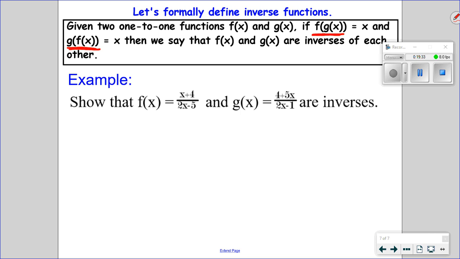All right, here's an example. Show that f of x and g of x are inverses. So I just have to find these two compositions. We're going to start with f of g of x. Okay, so that means I'm going to substitute g of x in place of x in f of x. Okay, so in place of these two x's, I'm going to put 4 plus 5x divided by 2x minus 1. So at first it's going to look a little complicated, but then you should start simplifying.